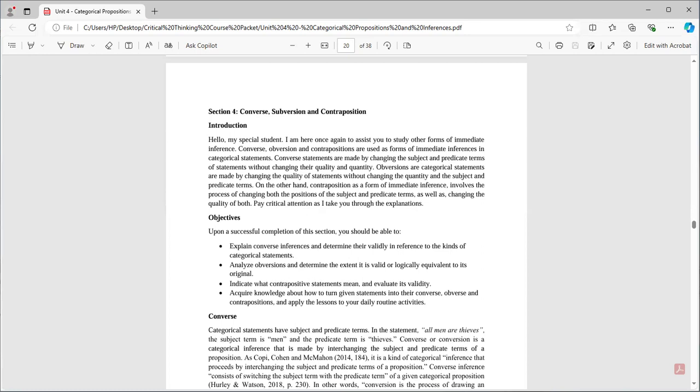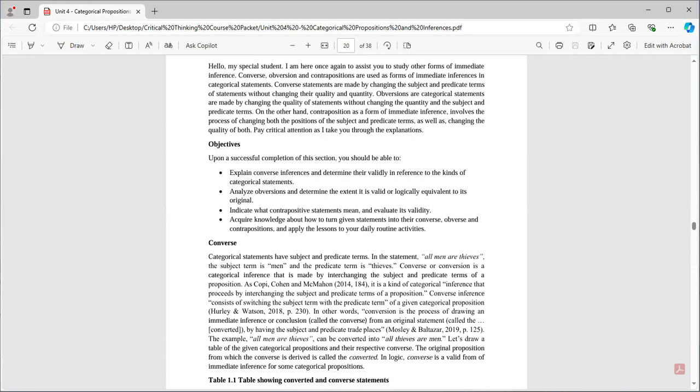It's like saying that all coins are currencies. All coins are currencies. When you turn it upside down, all currencies are coins. They are not the same. So for converse, when you have the universal affirmative, if you make a conversion out of it, it is not the same. So it is not valid.